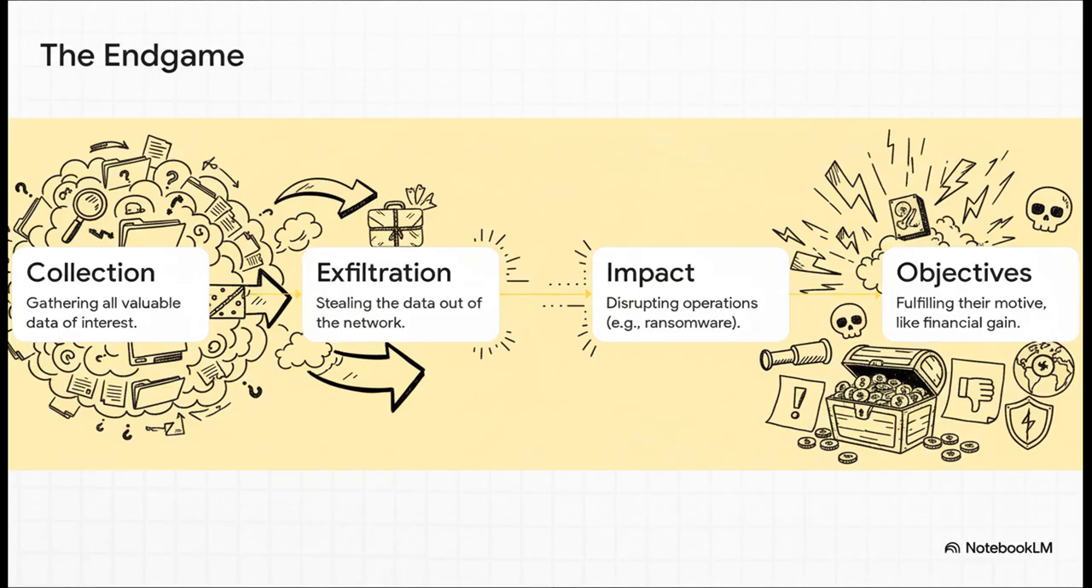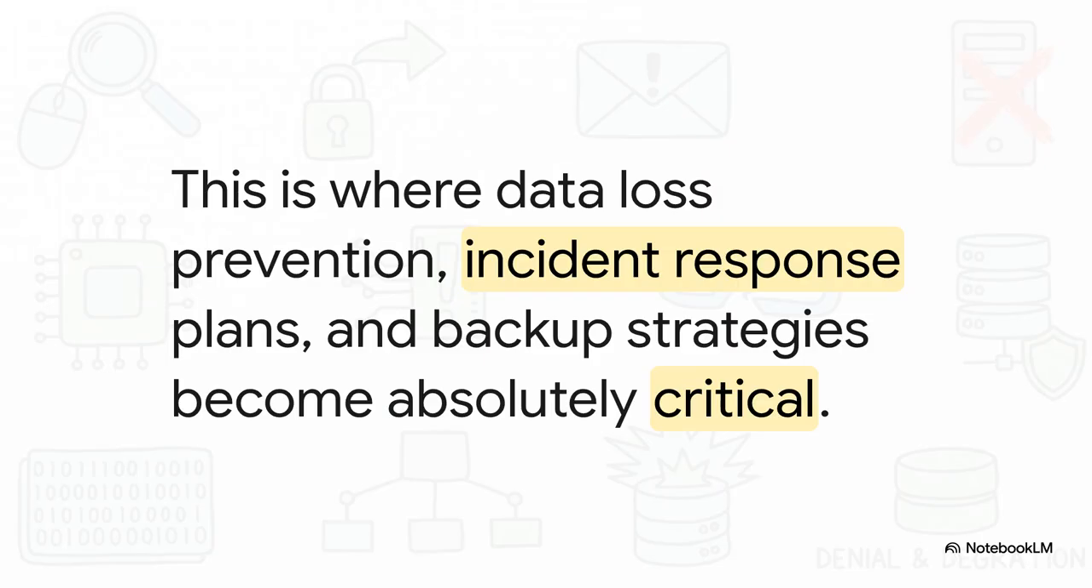They have to actually steal the data, sneak it out of the network, often by compressing or encrypting it. Or they might go for pure impact, like deploying ransomware to encrypt everything or just wiping disks to cause chaos. And all of this, of course, is to fulfill their main objective, whether that's making money, damaging a reputation, or good old-fashioned espionage. And look, understanding what an attacker wants to do at the end is what shapes your last line of defense. This is where things like data loss prevention tools become absolutely critical. It's why having a well-practiced incident response plan and, I can't stress this enough, reliable offline backups can literally be the difference between a bad day and a full-blown catastrophe.